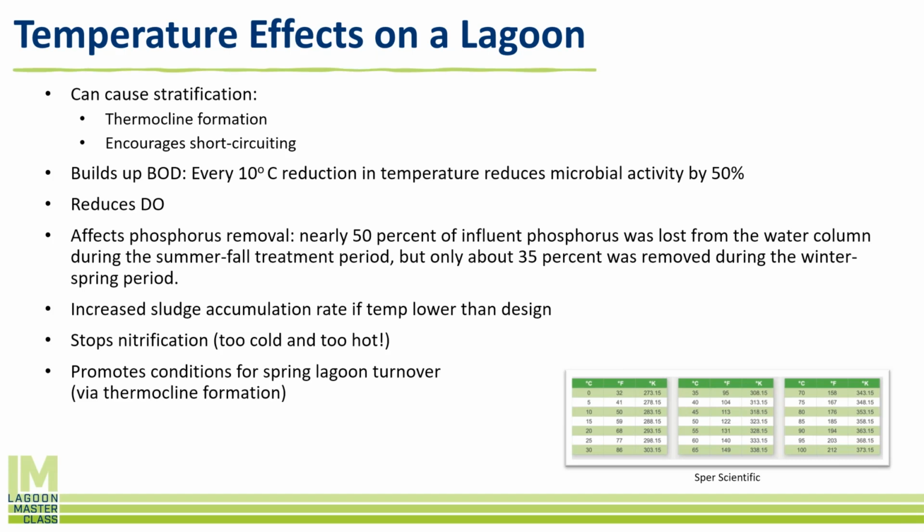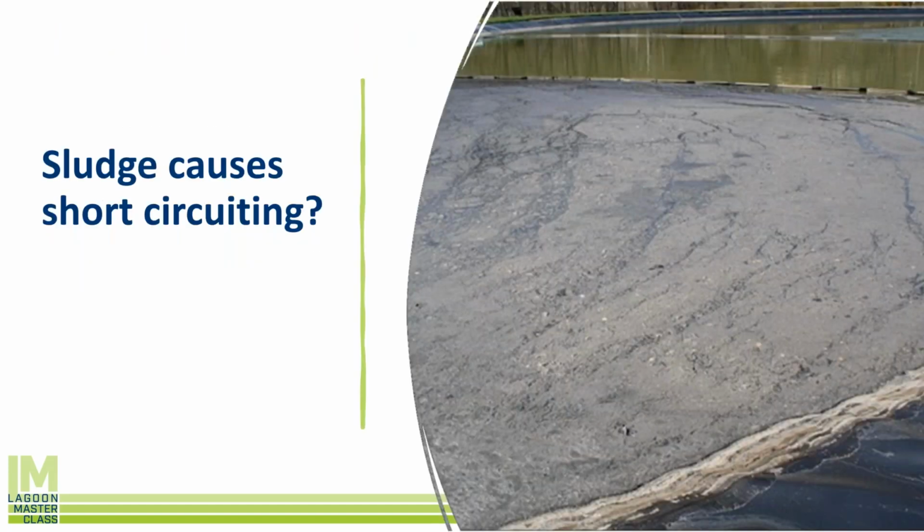Temperature will change the kinetic rate of what's going on in your lagoon system and will impact stratification in the lagoon system. So tracking it, developing patterns over what's happening in your lagoon system at different seasons and different temperature conditions, is a great tool to predict what might happen in future years. So let's talk about sludge.